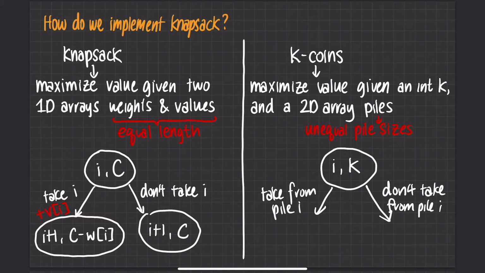When we don't take from pile I, the structure is very similar to knapsack. We simply increment I plus 1 and keep the same K because the same number of coins still need to be taken.